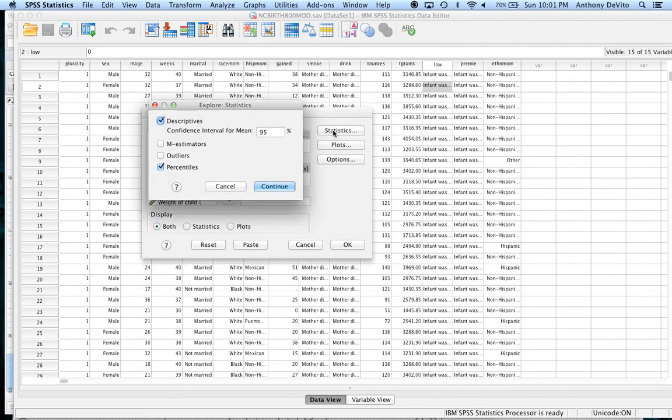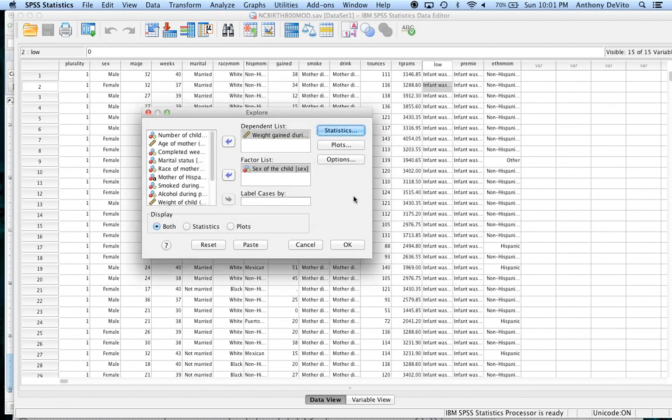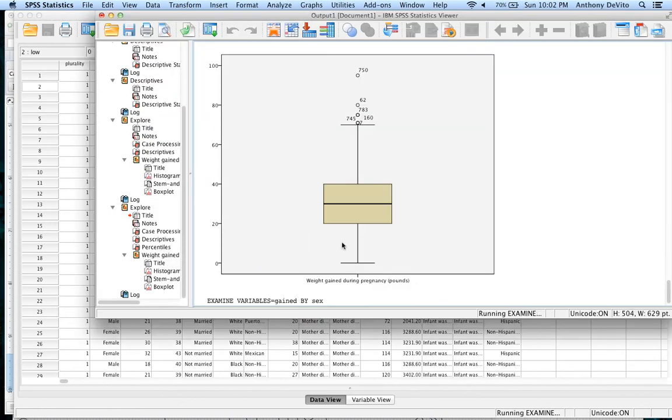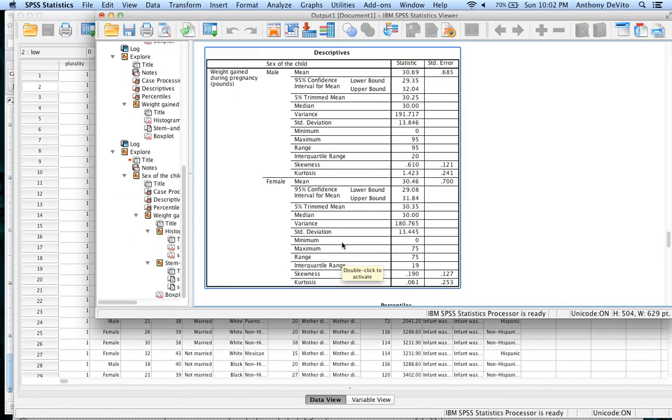So I'm going to click Statistics, and sure enough, descriptives is checked. Now, if you need the percentiles, you would check the percentiles also. Okay, plots, histograms is checked. Box plots are going to be produced automatically for us. And I'll click OK, and let's see if it produces. Okay, sure enough, here's our mean and various statistics for the male babies, 30.69 pounds. And for the female babies, women gained 30.5 pounds roughly.